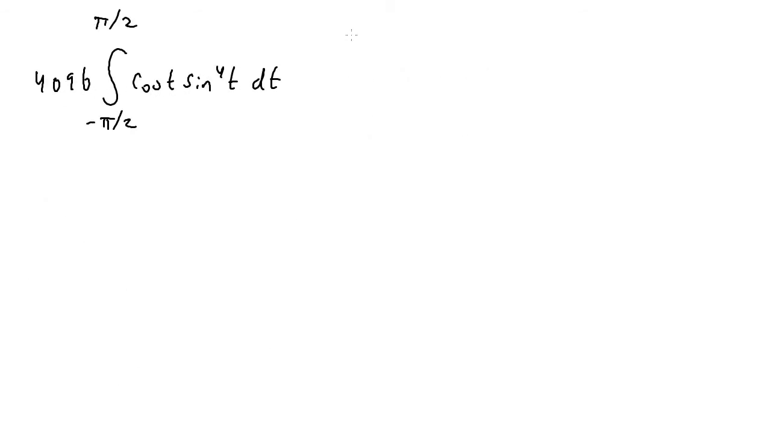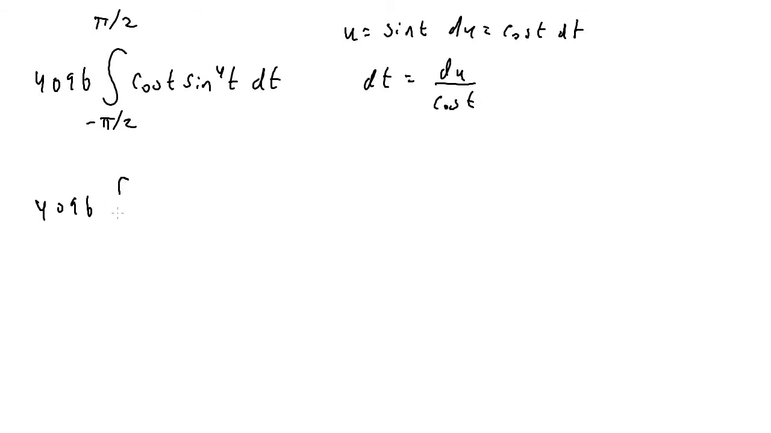So now in order to evaluate this, I can just use u substitution. If u is equal to sine of t, then du is going to be cosine t dt. And so if I isolate dt, that is going to equal du over cosine t. Now let's substitute everything back into the integral. So we get 4096 times the integral from negative pi over 2 to positive pi over 2 of cosine t times, now I made u equal to sine of t, so we have u to the 4th times dt, which is du over cosine of t.